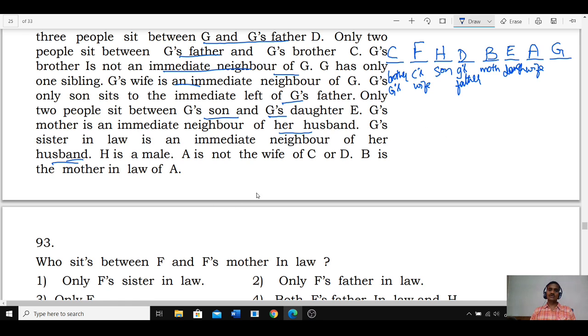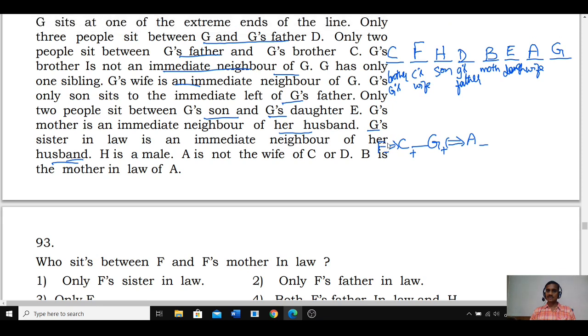Now, in order to solve the questions, in some cases there is a necessity of drawing the family tree. G is a male. G is having a wife, and who is the wife? A, and G is having a brother. Brother is C, and brother's wife is F, isn't it? C and G are having parents, and G's father is D, and G's mother is B.